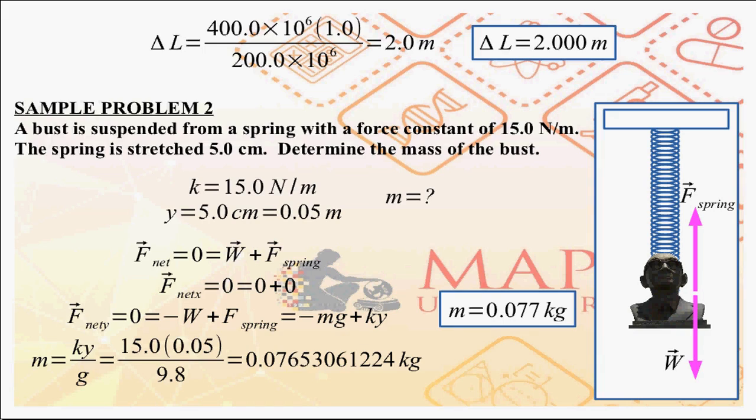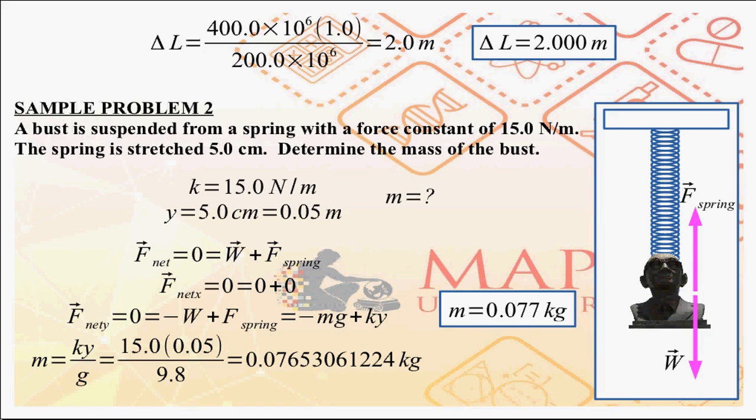Static equilibrium, the net force is equal to 0. Net force is the summation of the forces acting on the object. So you have the weight of the object plus the spring force applied by the spring on the object, so plus F spring. We know the force constant of the spring, 15 Newton per meter, and the spring is stretched 5 centimeters. Y is equal to 5 centimeters, is equal to 0.05 meters. Determine the mass of the bust.